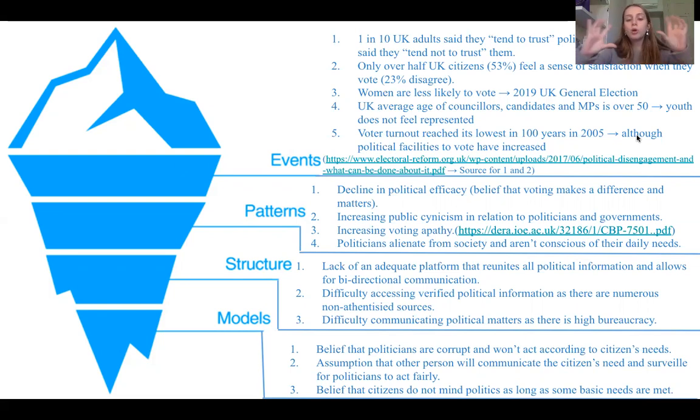This is part of the model of the belief that politicians are corrupt and won't act according to citizens, and the assumption that another person will go and raise the voice for others. So there's no one ensuring the politicians are acting fairly. And also I believe that citizens do not mind politics as long as some basic needs are met.